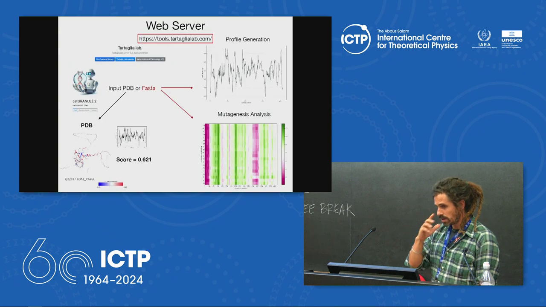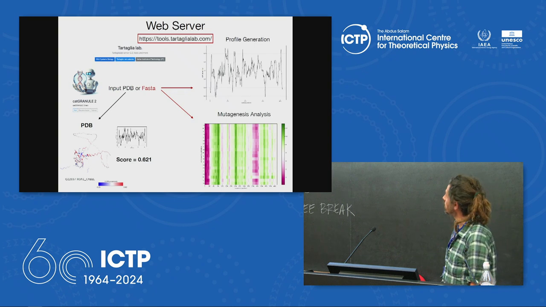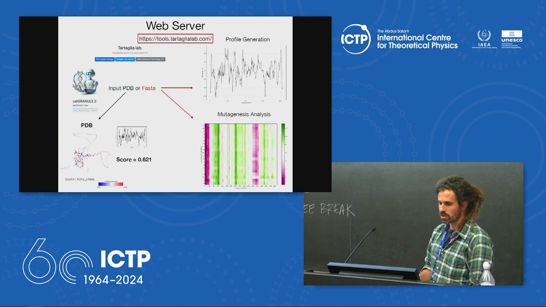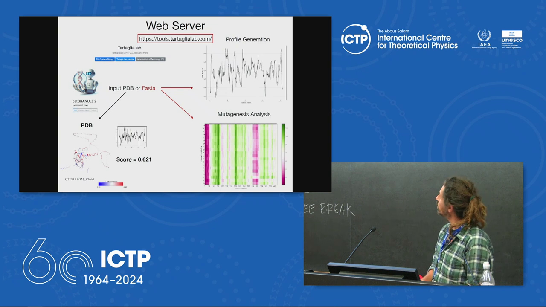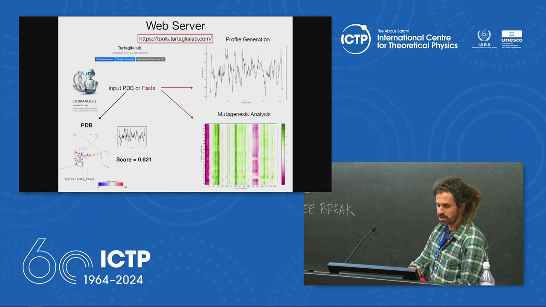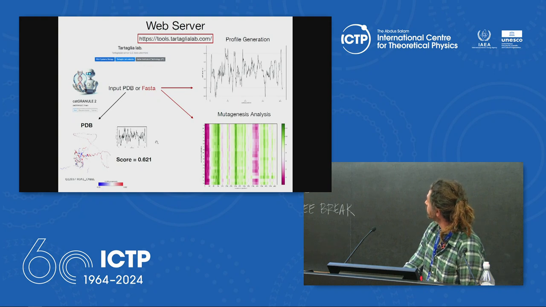With this, we have this web server that is open source and can be used by everybody, where you have to introduce either a PDB or a FASTA file. And if you introduce a PDB, you will get a 3D structure colored with the LLPS propensity along it, the score, so the probability that the protein goes under phase separation, and the profile along the sequence.